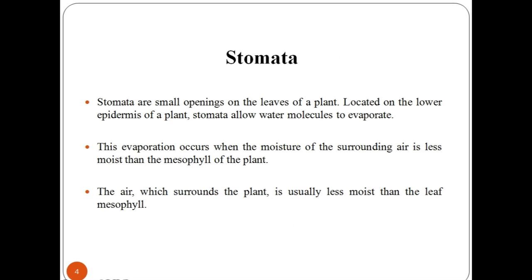What is stomata in plants? Stomata are small openings on the leaves of plant. Located on the lower epidermis of a plant, stomata allow water molecules to evaporate. Thus plants breathe too, but they do it through the tiny openings in the leaves which are called stomata. Stomata open and close to allow intake of carbon dioxide and the release of oxygen. The air which surrounds the plant is usually less moist than the leaf mesophyll.